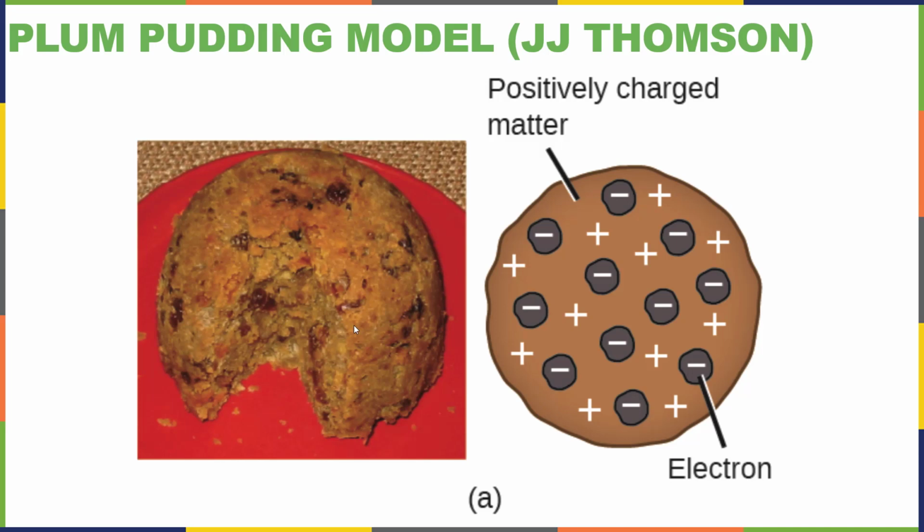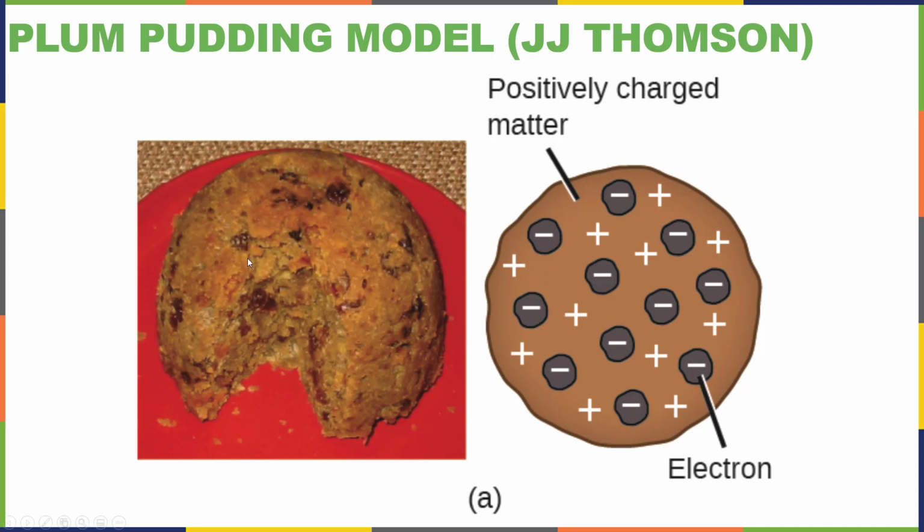Thomson came up with this model here called the plum pudding model. This is modeled after a dessert that's popular over in the UK. And so here's what J.J. Thomson fashioned the atom to be like. Again, this is before the discovery of what that positive charge actually was. So he fashioned it as such.